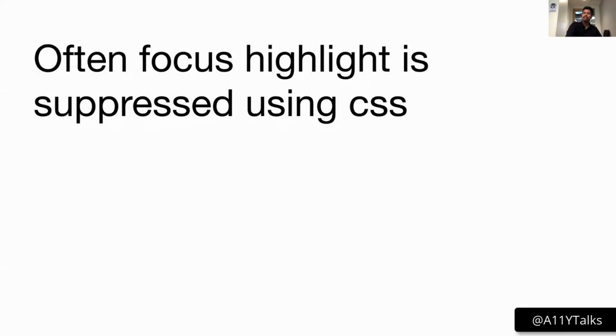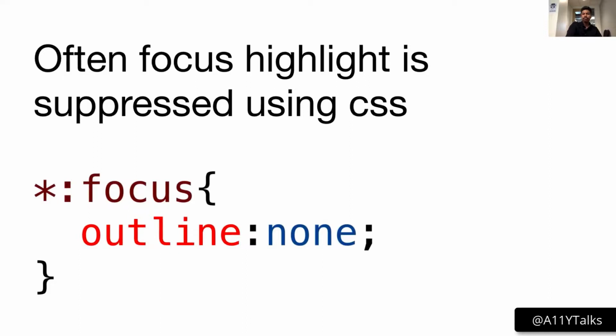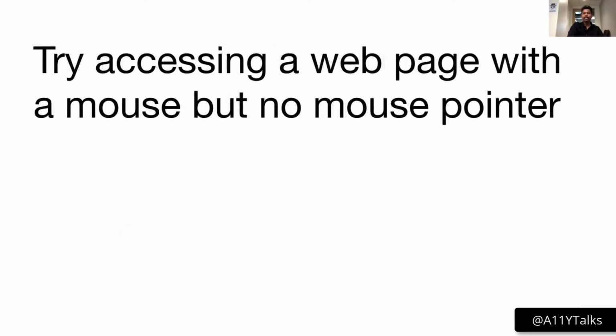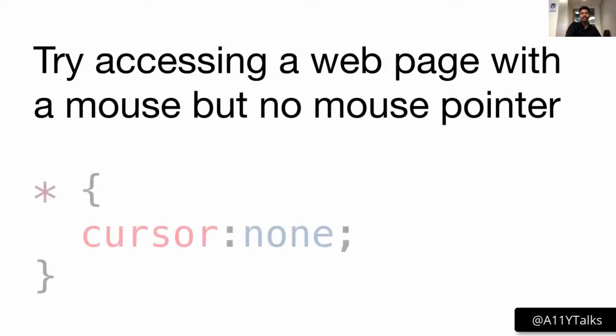Often, the focus highlight is suppressed using CSS. You might have seen similar styles on the page, like focus outline none. Using this, the focus indicator is suppressed and there is no visual indication. Imagine you're accessing a web page or a digital interface using a mouse, but no mouse pointer is displayed on the screen. If you find it hard to imagine, try adding cursor none to all the elements of the web page and then accessing it.